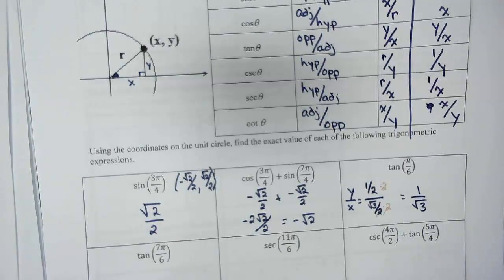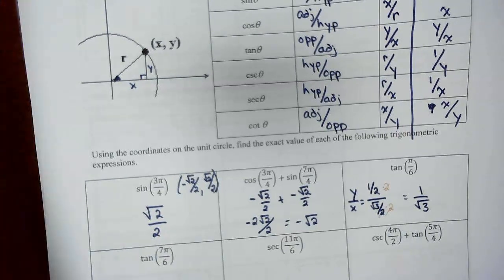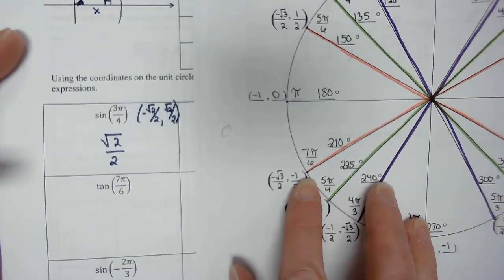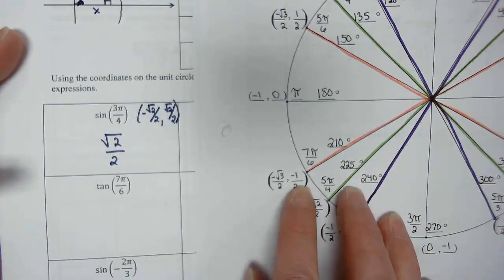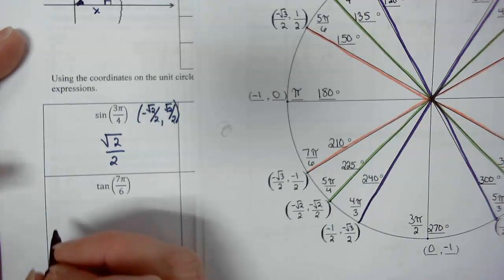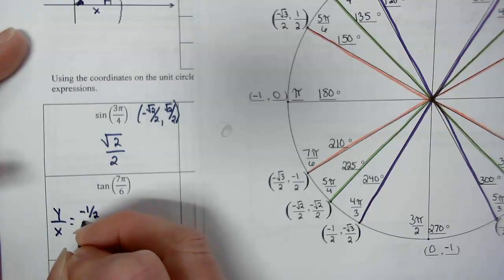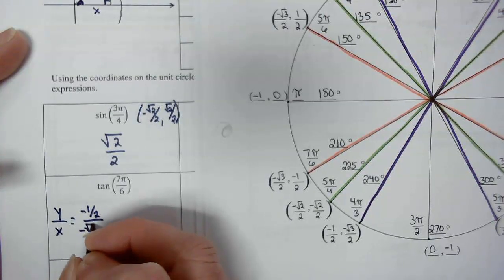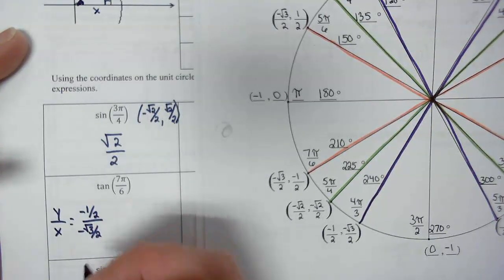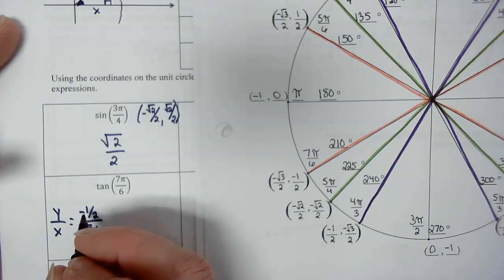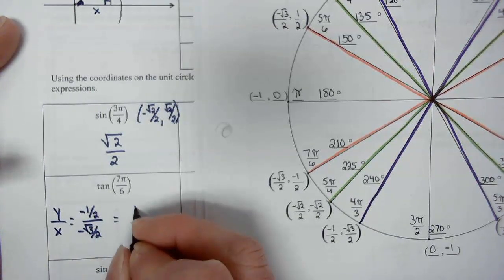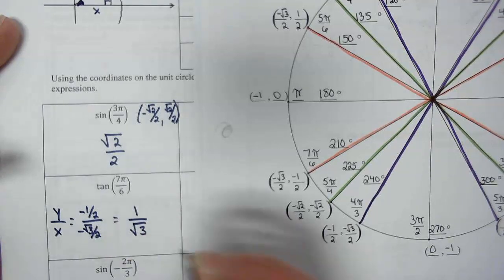Next one is tangent of 7 pi over 6. So I need to find 7 pi over 6. Again, it's y divided by x. Now, what we just saw, so we got y divided by x. The y is negative 1/2. The x is negative square root of 3 over 2. The 2's kind of cancel out, and I've got a negative divided by negative, which gives me a positive 1 over the square root of 3.